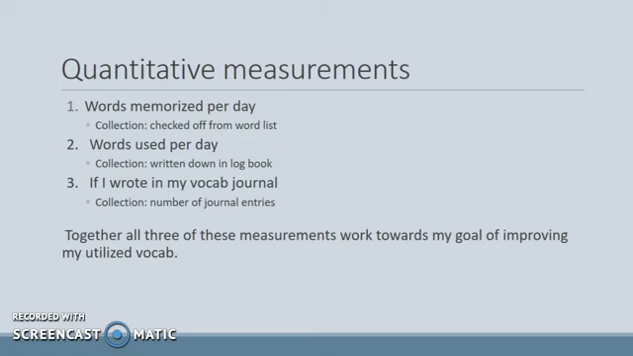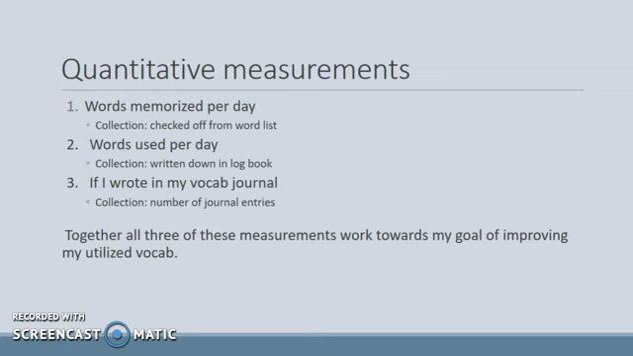Number 2 is words used per day. I collected this from logbooks that I kept of when I used the words. And this is important because this is the goal, to actually use these new words and integrate them into my vocab.